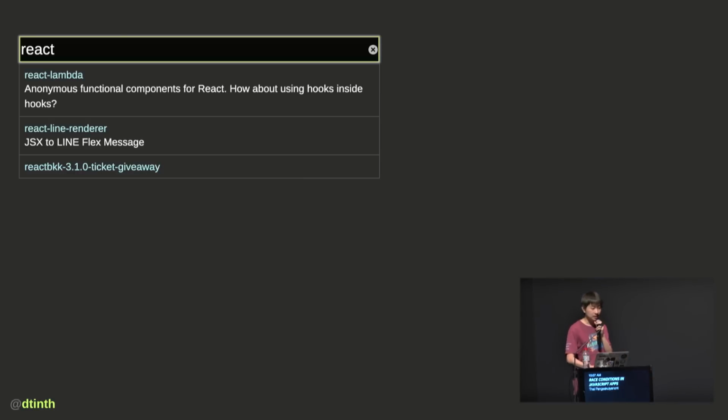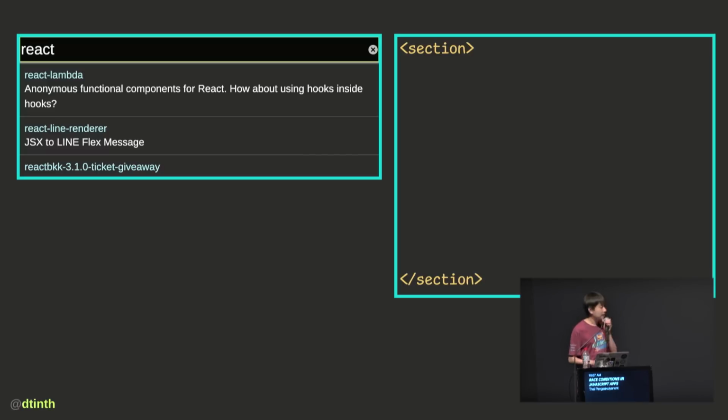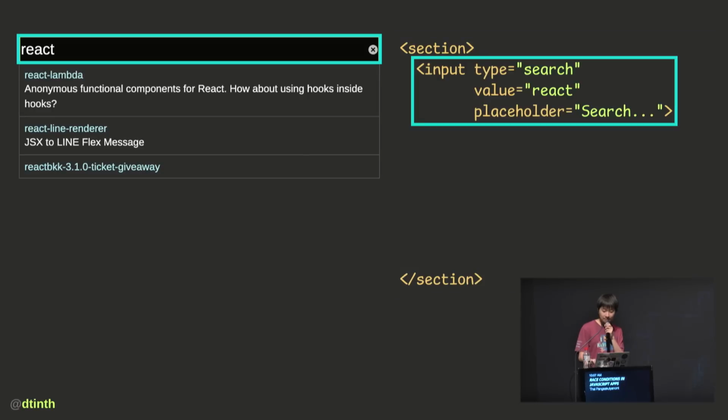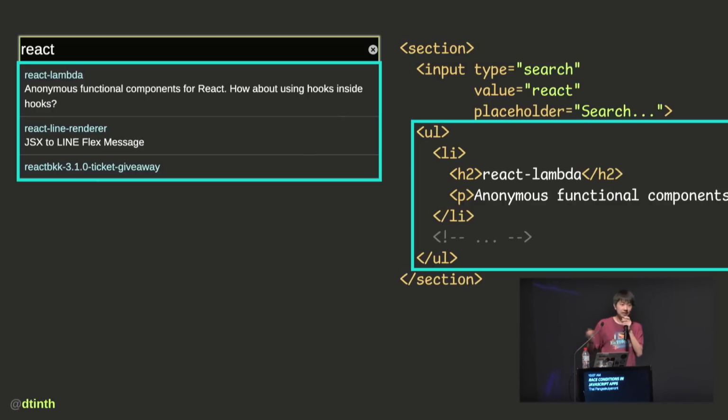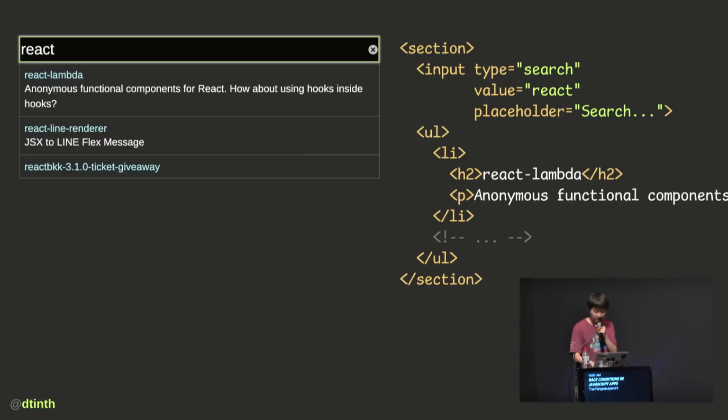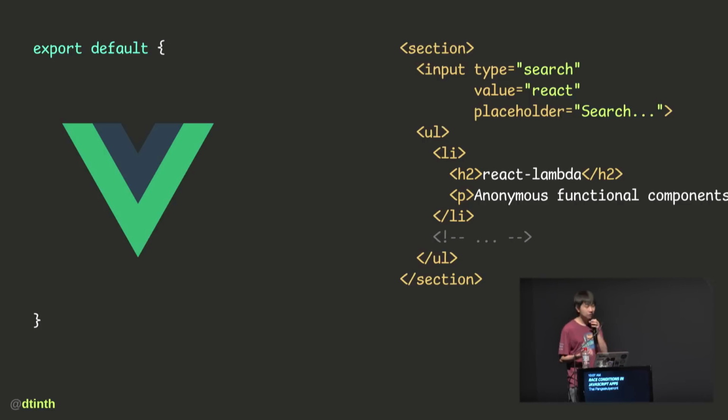First, we need the markup. Here, I'm going to use a section for the wrapper. Then there's an input box right there, and then a list containing the result. So that's all the markup we need. Next, we're going to add some interactivity. And for that, I'm going to use Vue.js.